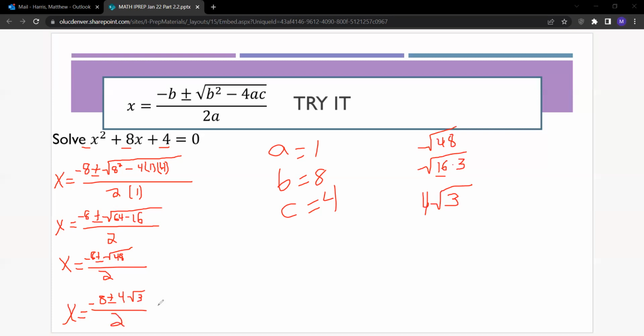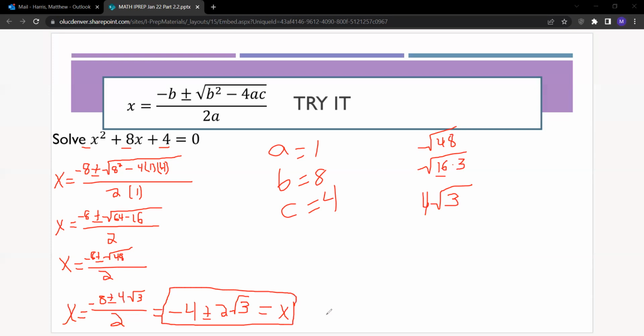We can now divide everything by 2, right? Because 8 is divisible by 2, and so is 4. So this is going to equal negative 4 plus or minus 2 square roots of 3. That is your final answer.